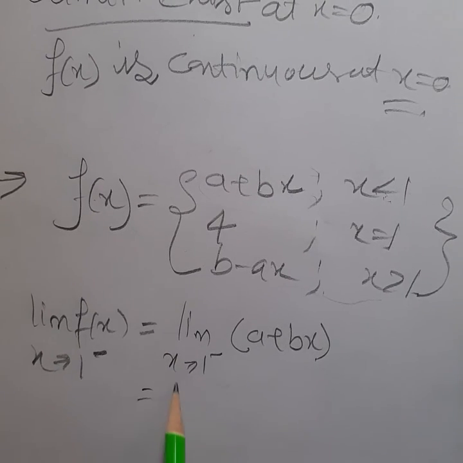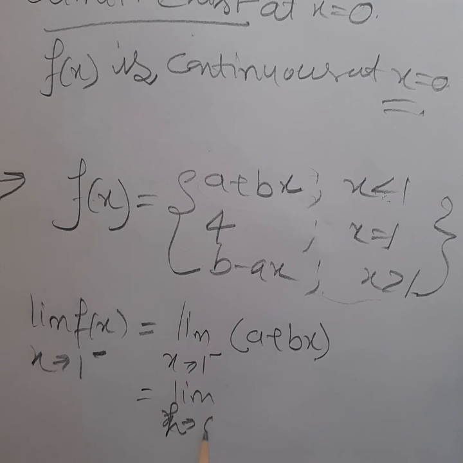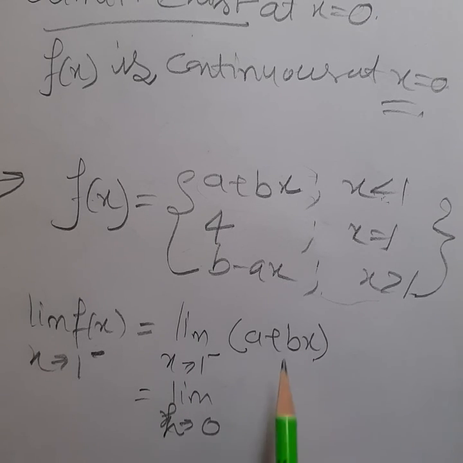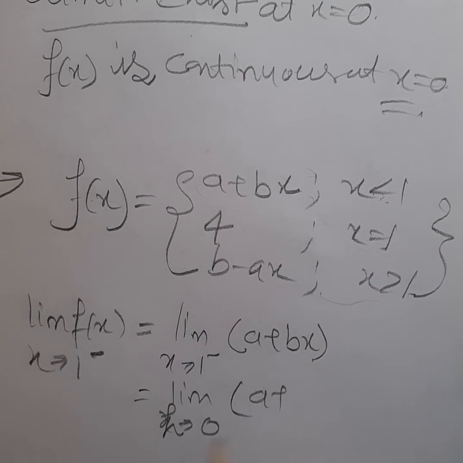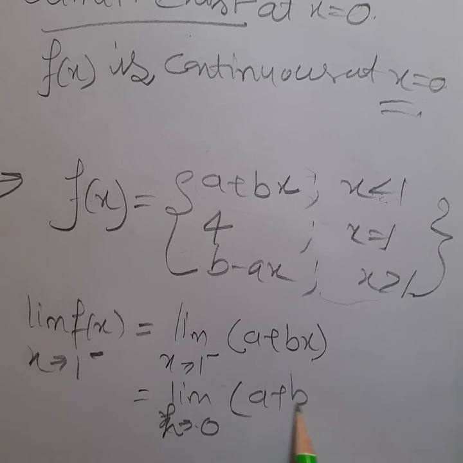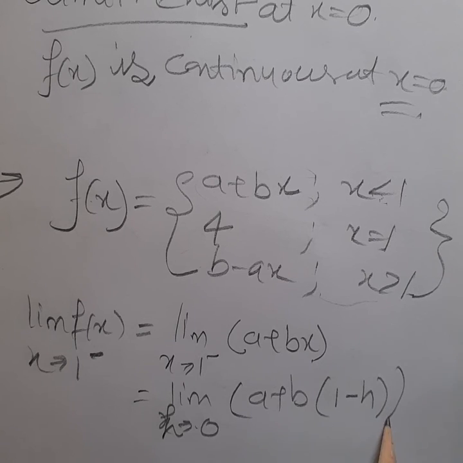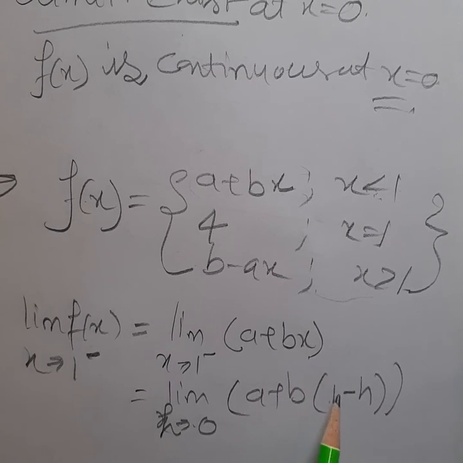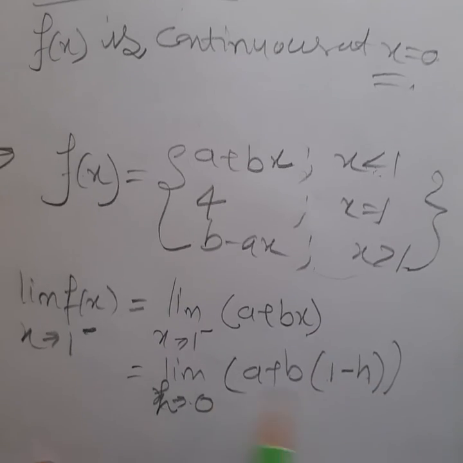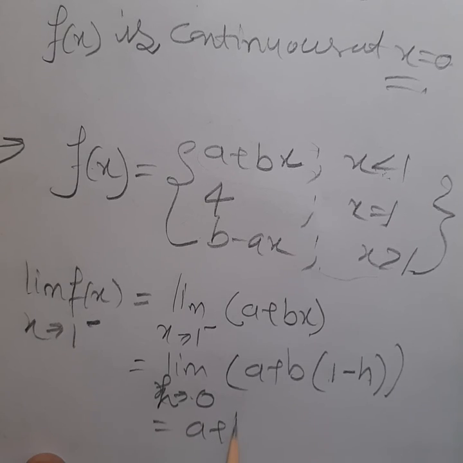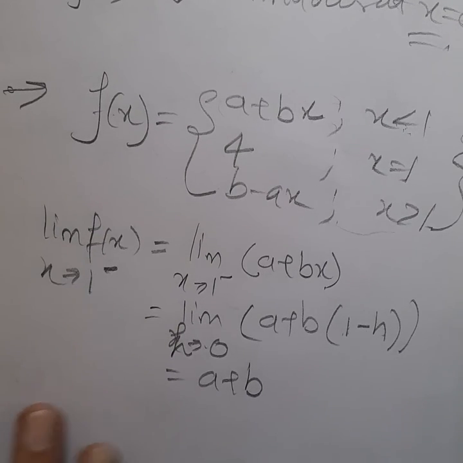Now to indicate our left hand limit, we write h tends to 0, and for that we write 1 minus h, because now we have the point 1 instead of x. We write 1 minus h, and the value of h is 0. So we get only a plus b.